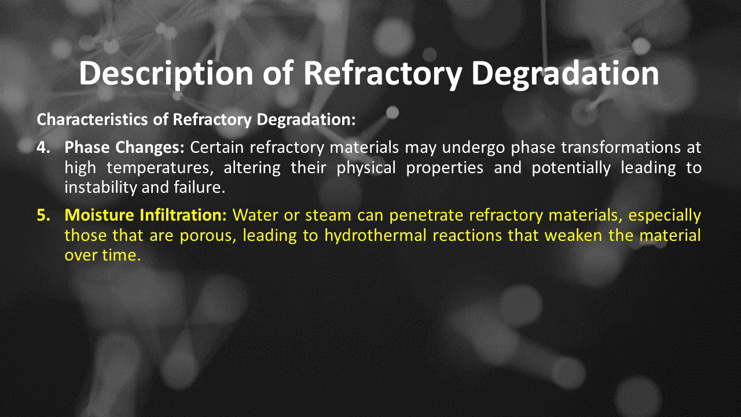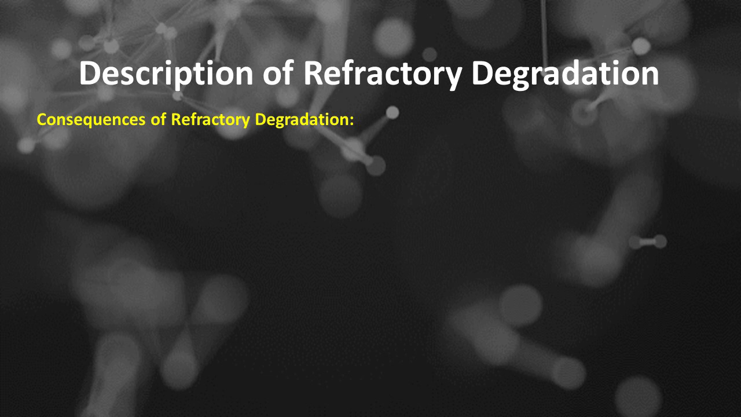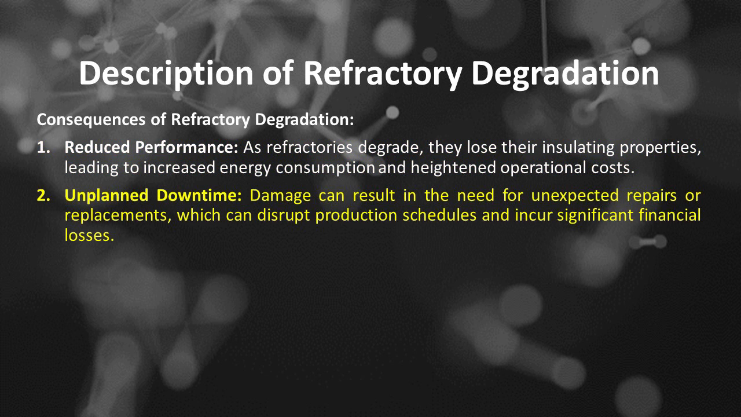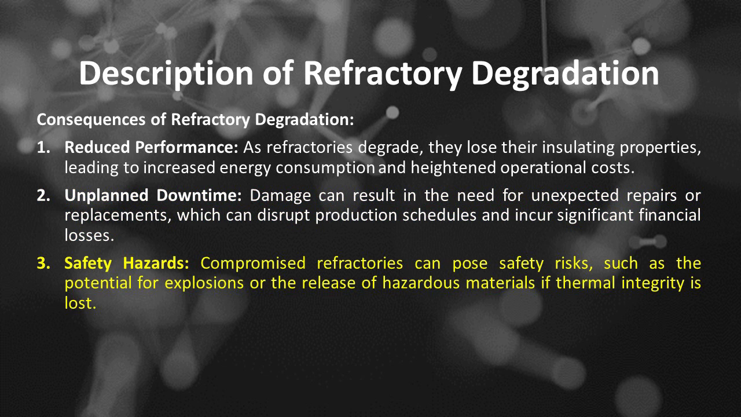Water or steam can penetrate refractory materials, especially those that are porous, leading to hydrothermal reactions that weaken the material over time. Consequences of refractory degradation includes: Number 1 is reduced performance. As refractories degrade, they lose their insulating properties, leading to increased energy consumption and heightened operational costs. Number 2 is unplanned downtime. Damage can result in the need for unexpected repairs or replacements, which can disrupt production schedules and incur significant financial losses. Number 3 is safety hazards.